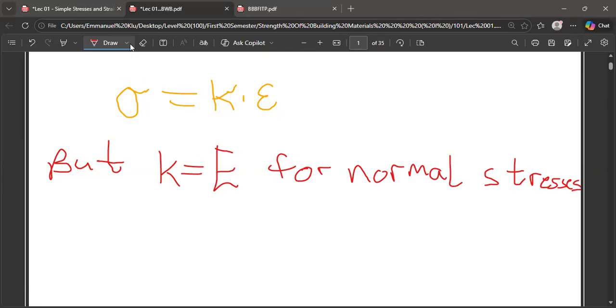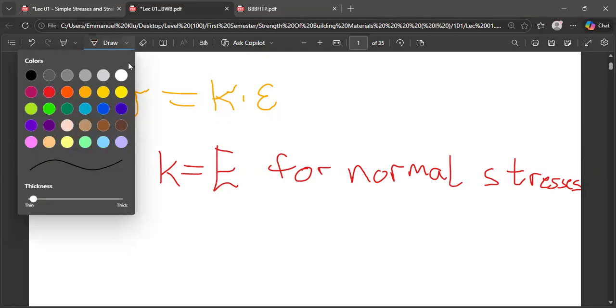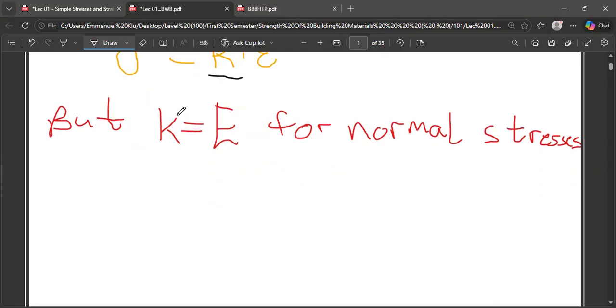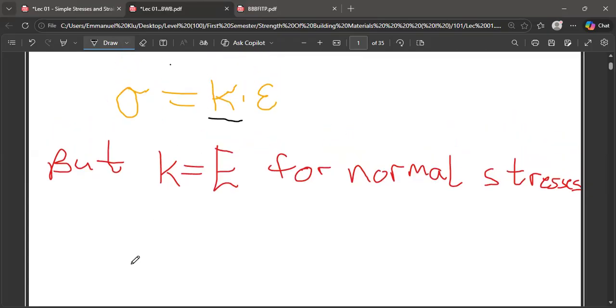So if we want to rewrite this again, how do you think this is going to look like? I've just told you who K is. So how do you think this can now be written? This can now be written in the form of what? Our stress being equal to E, multiplying our strain.